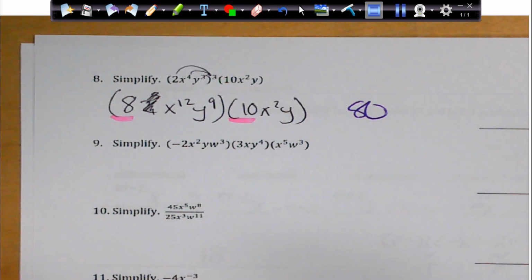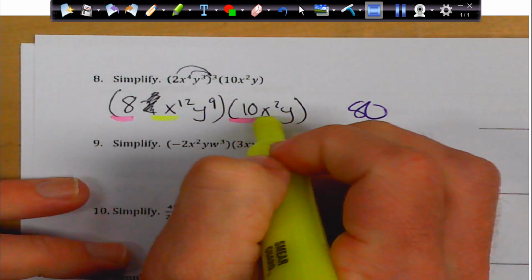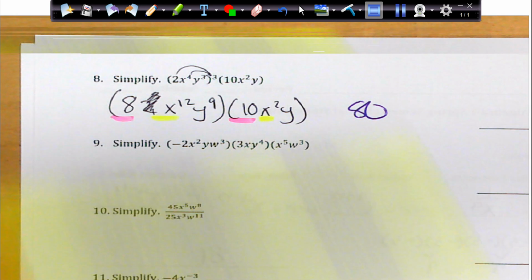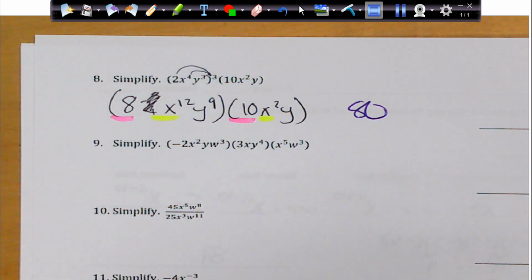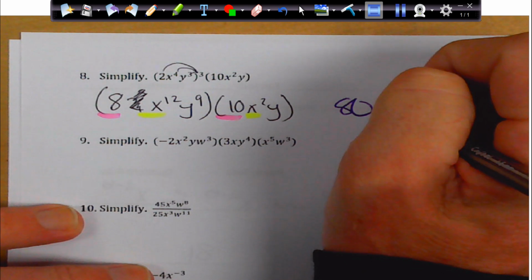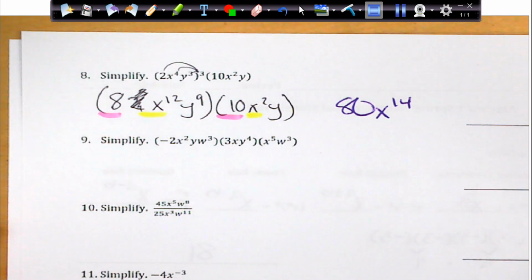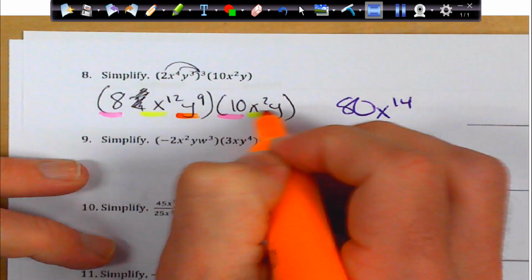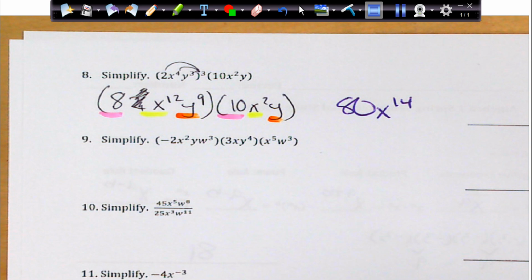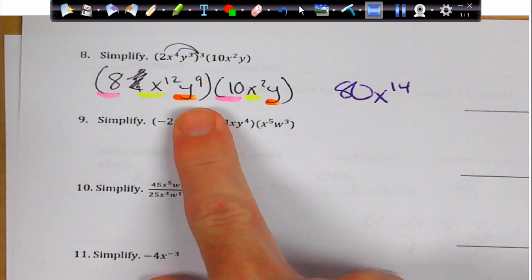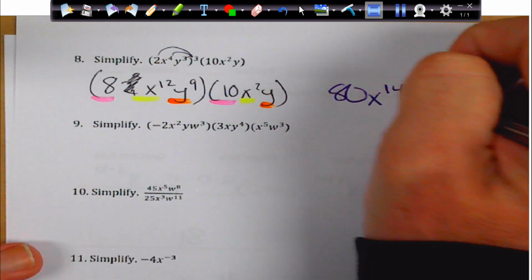And then we have x squared times x to the 12th. Now those are multiplying, so we're going to add the exponents. So this is going to be x to the 14th. And then last but not least, y to the 9th times y, that is technically with an exponent of 1, so that's 1 plus 9, which is going to be y to the 10th.